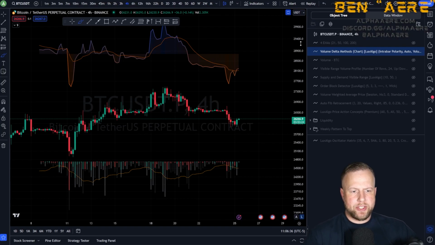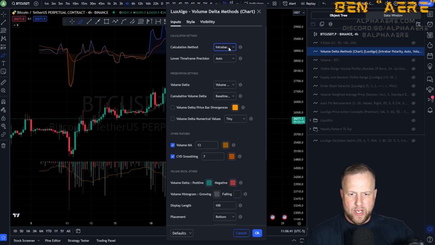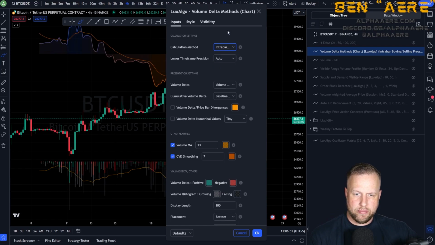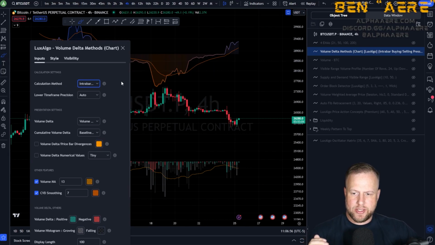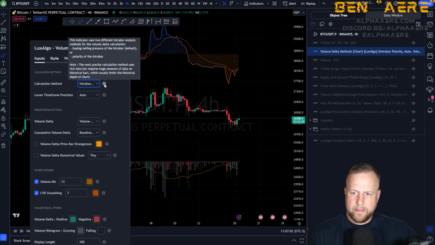So to wrap up volume delta methods, I did change one setting here. If you double click it, I did change it from intrabar buying selling pressure to intrabar polarity. For my eyes, that's how I look at it. Now default, it comes like this, which is almost like an inverse, right? So the way I like to look at it is the intrabar polarity right here. The indicator uses two different intrabar analysis methods for volume delta calculations: buying selling pressure of the intrabar, which is default, or polarity of the indicator.